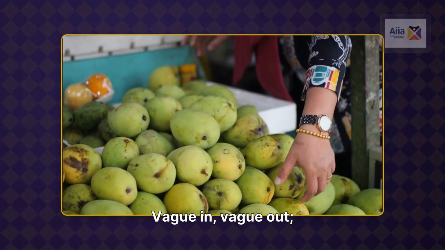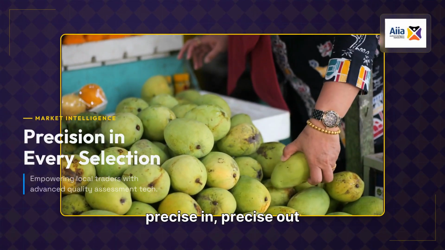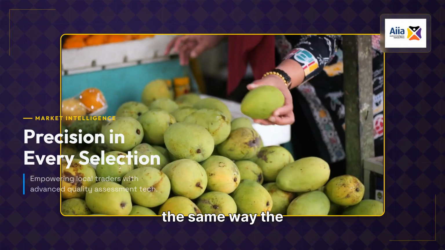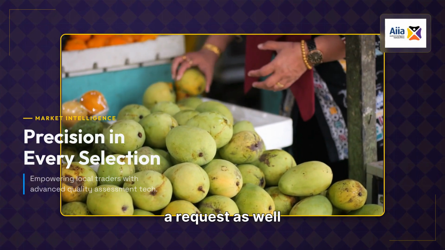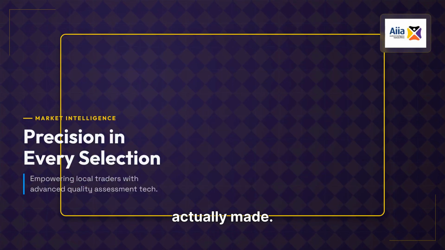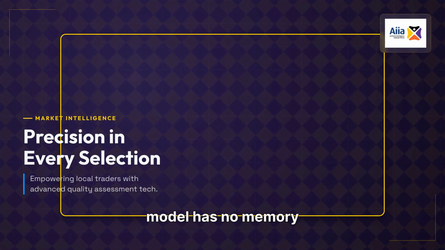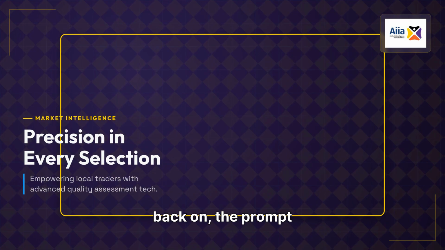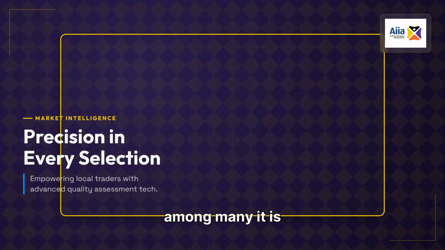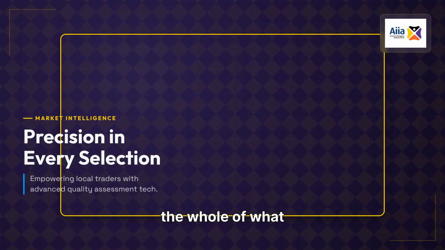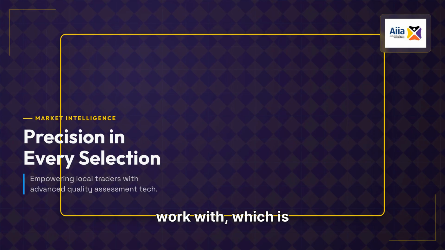Vague in, vague out, precise in, precise out. The same way the trader can only match a request as well as the request was actually made. Bottom line, because the model has no memory of you to fall back on, the prompt is not one input among many. It is the whole of what the model has to work with, which is exactly why how you ask matters as much as what you ask.